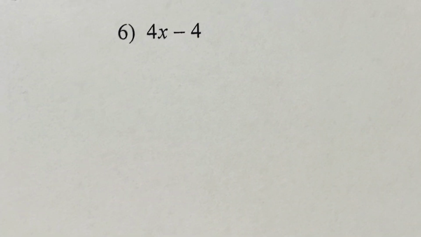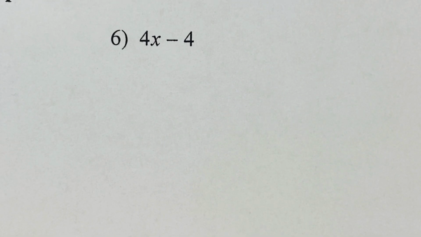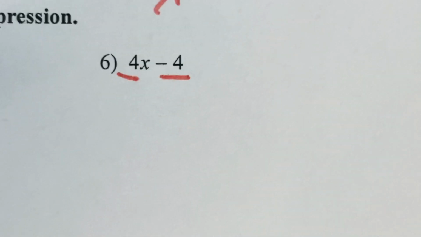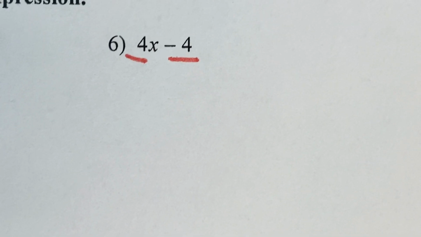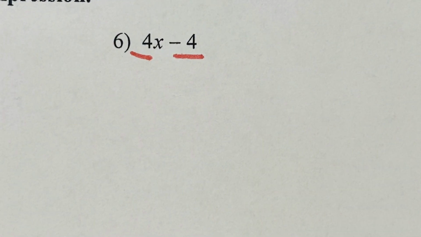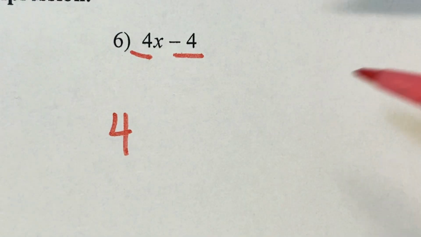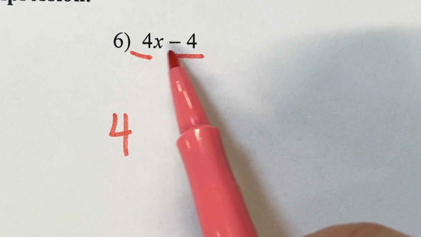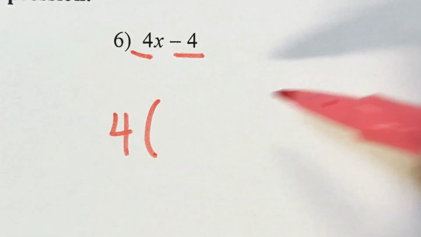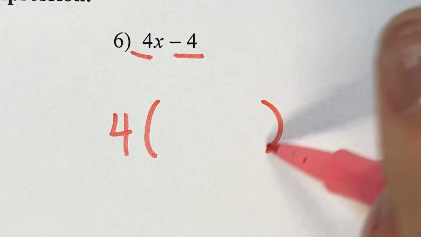Okay, so let's look at number 6. So let's just look at their coefficients first. Our 4 and -4. Whoops, sorry, just bump the camera. 4 and -4. What do they have in common? 4 and 4. Don't overthink it. It's 4. They have a 4 in common. Okay, do they have an x in common? No, they don't. Okay, so we know that that x is going to stay inside.